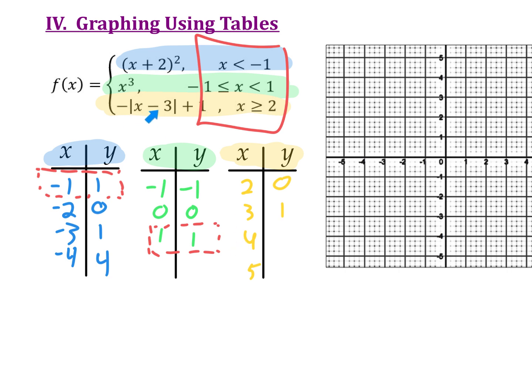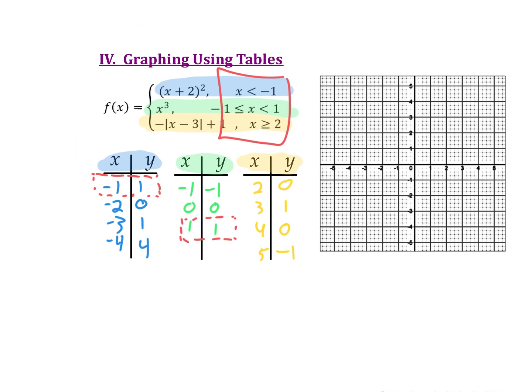Plug in 4. 4 minus 3 is 1. There's a negative out front, so negative 1 plus 1, we get 0. Plug in 5. 5 minus 3 is 2. Absolute value of that is still 2. There's a negative out front, so negative 2 plus 1 is negative 1.